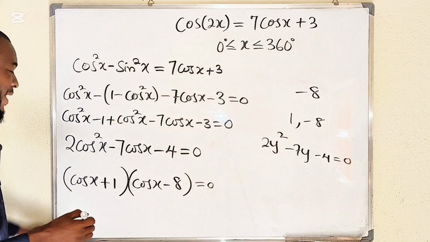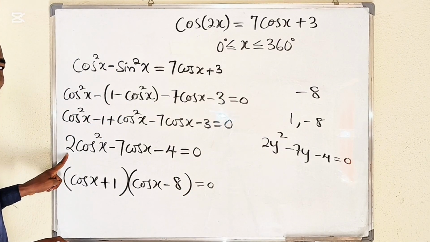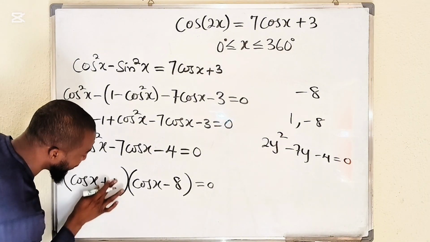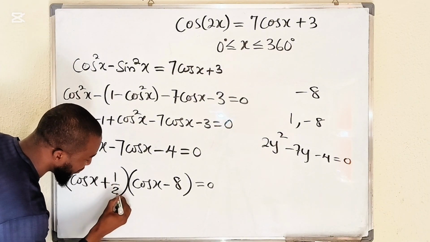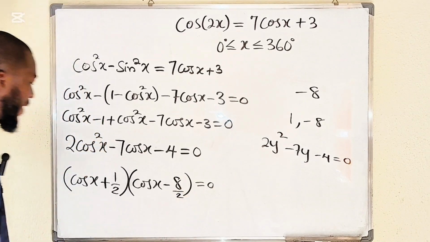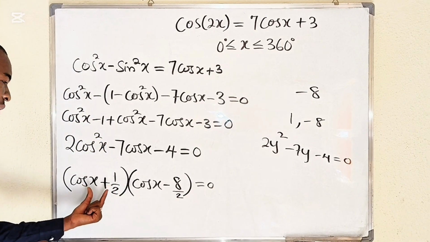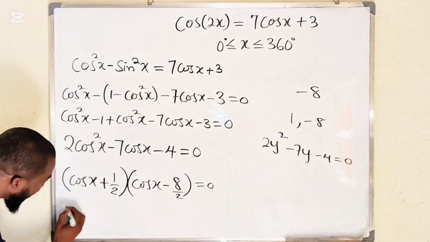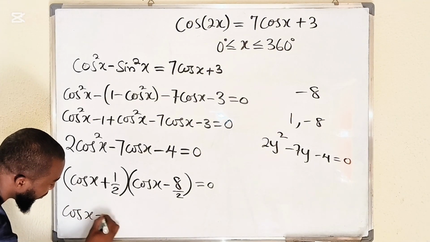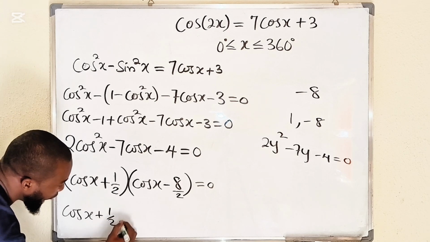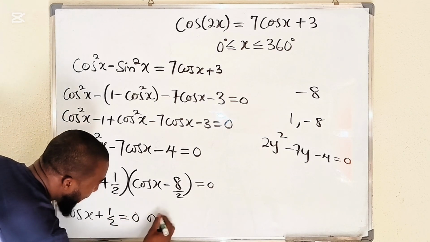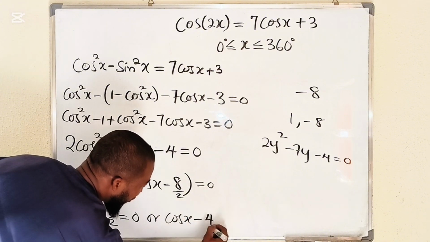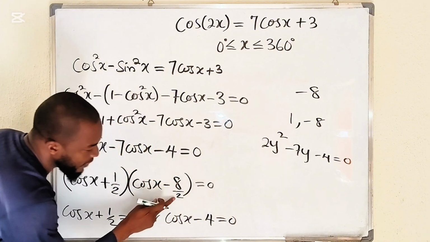But remember, the leading coefficient is not actually 1. So since we have another number here, we divide. So we can simply divide these two numbers by 2. All right. So you can see that we have two factors. We are going to set each to be equal to 0. It means that either cos x plus 1 over 2 is equal to 0, or cos x minus 4 equals 0. 8 divided by 2 is 4.